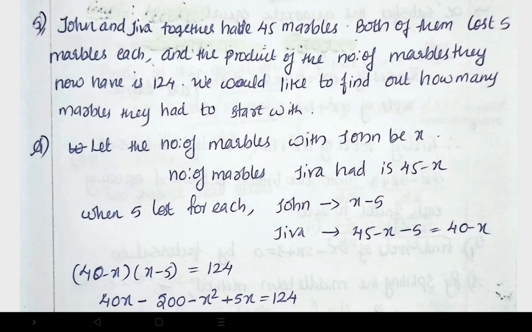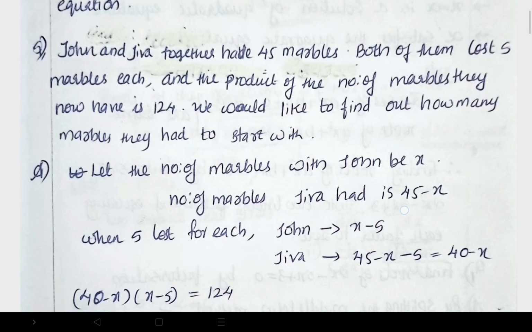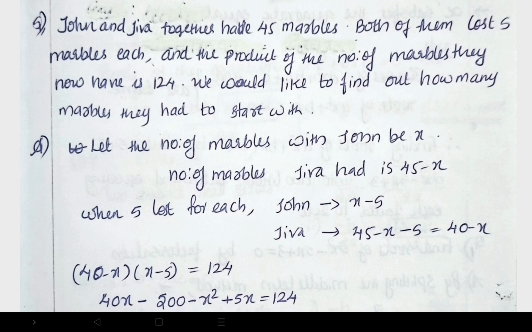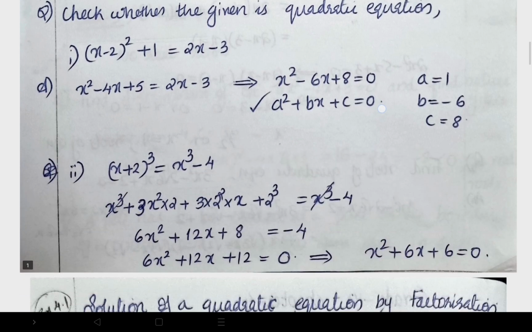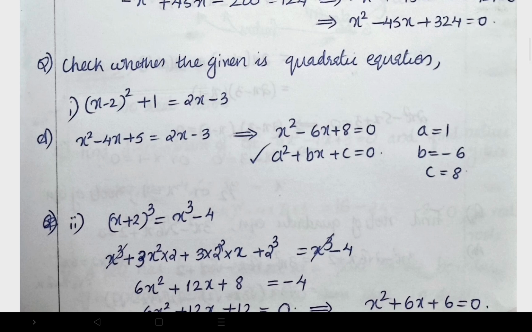Now you can multiply them because there is a hint in the question. Their product is equal to 124. That is, 40 minus x into x minus 5 is equal to 124. Then you can distribute them, like 40x minus 200 minus x square plus 5x equal to 124. Now with rearrangement we get minus x square plus 45x minus 200 equal to 124. That means the quadratic equation is x square minus 45x plus 324 equal to 0.